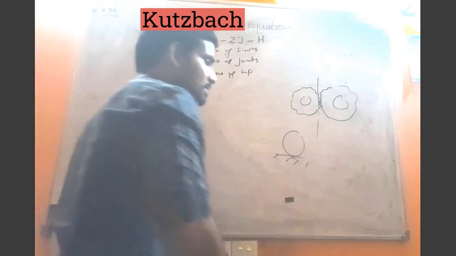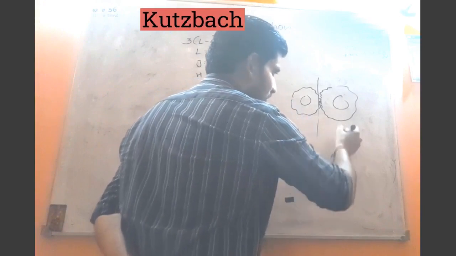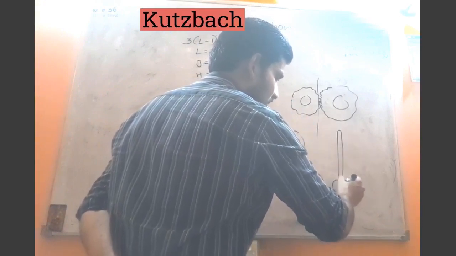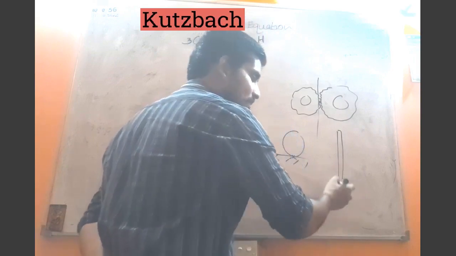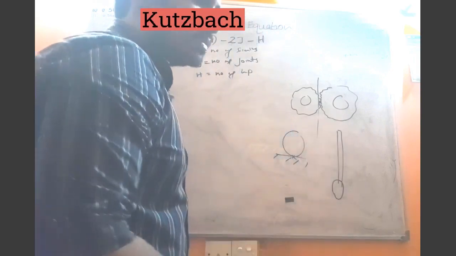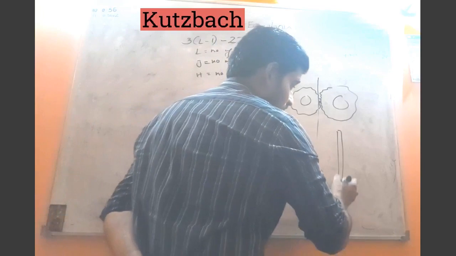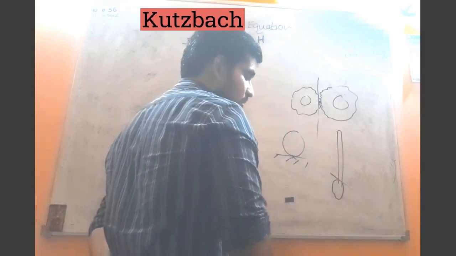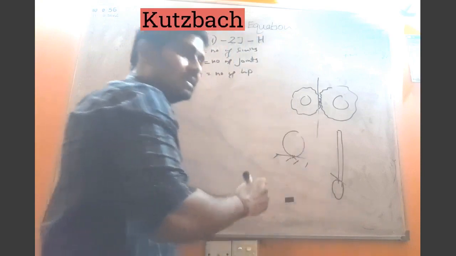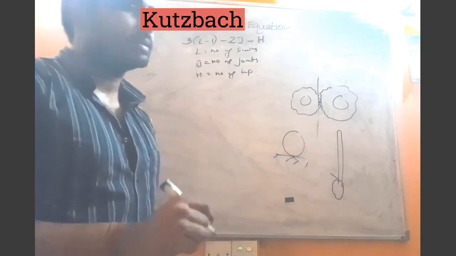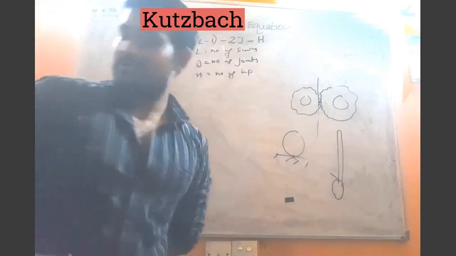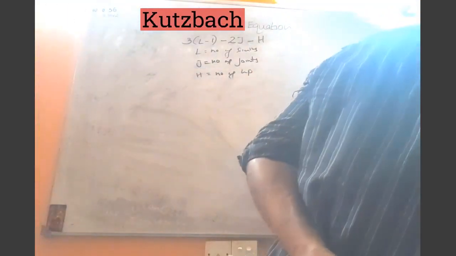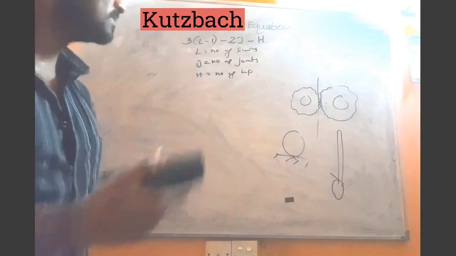Another example is the cam and the follower, because there also we have a line of contact, or a certain point of contact at a particular time. So these are the examples for a higher pair. Now let's discuss some examples.